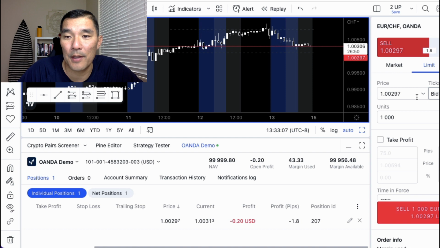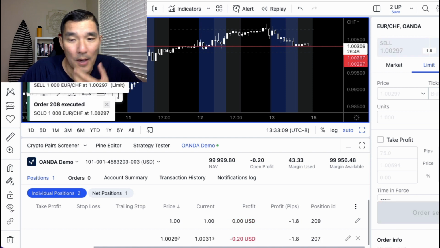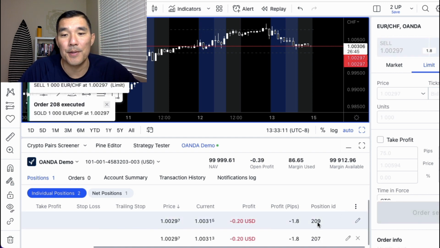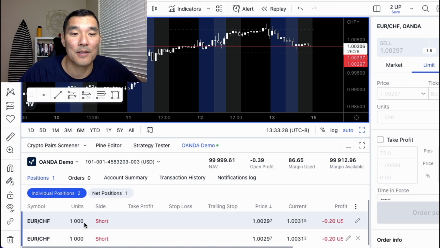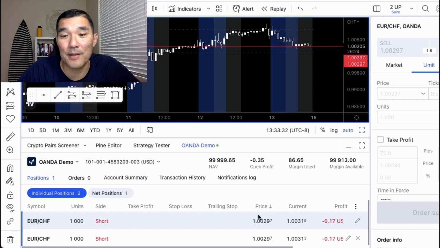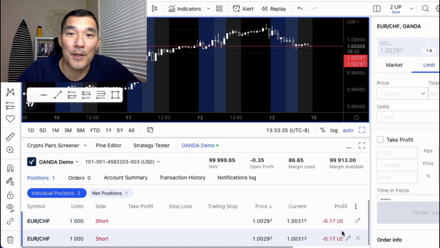Now I'm going to take another trade of the same size, and that's going to be position 209, as you can see there. Now, position 209 cannot be closed on its own. As you can see, there's no X here. And that is because they both have the same lot size. So in order to fix this, it's actually pretty simple if you use TradingView and Oanda.